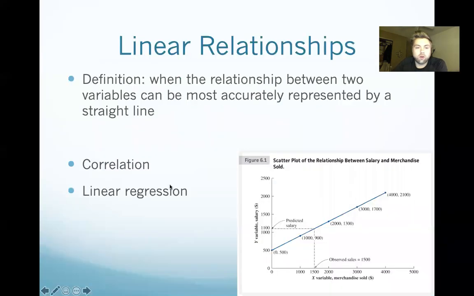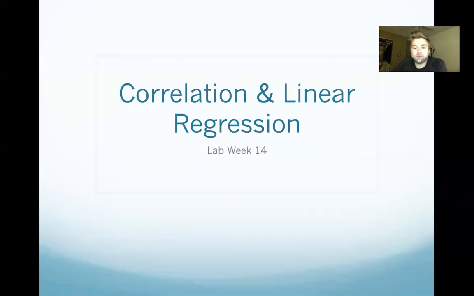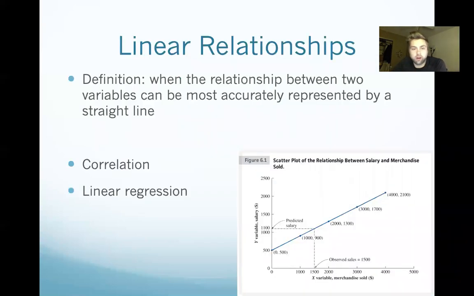All right, so correlation and linear regression have to do with what's called a linear relationship. And that's essentially when the relationship between two variables can be most accurately represented by a straight line. And so correlation is just when you have two sets of data in time and you're just looking at whether or not they're related. And linear regression, as we'll get to in a little bit, is more about whether you can predict one from the other.